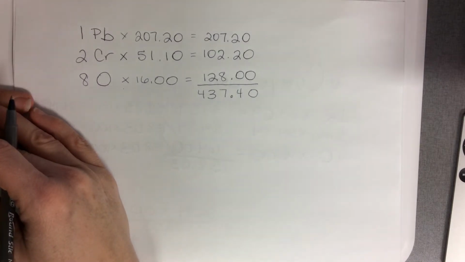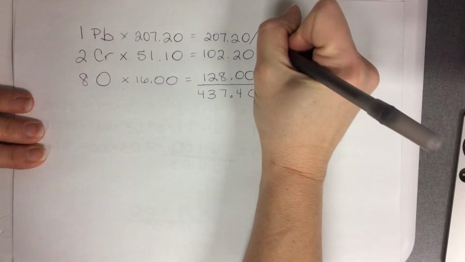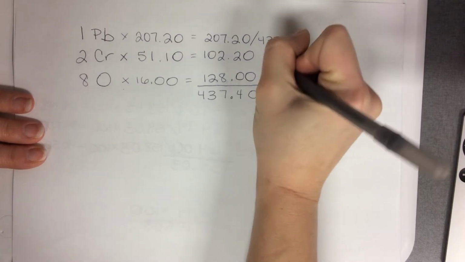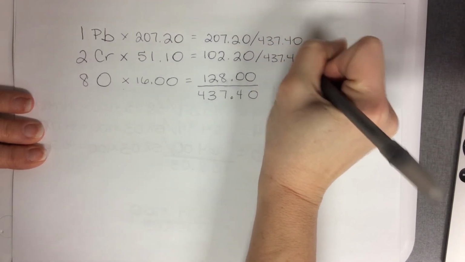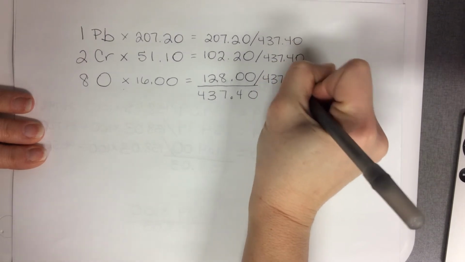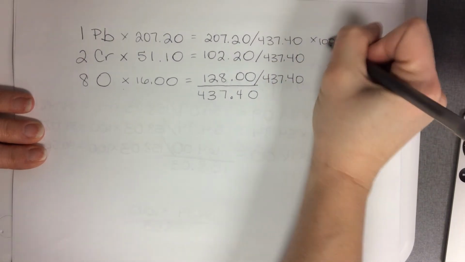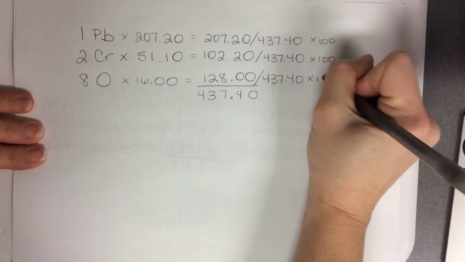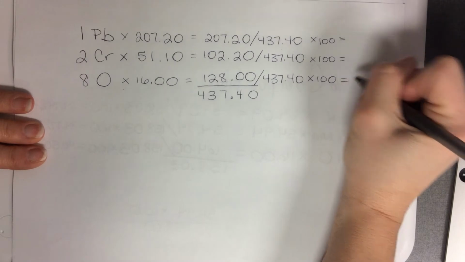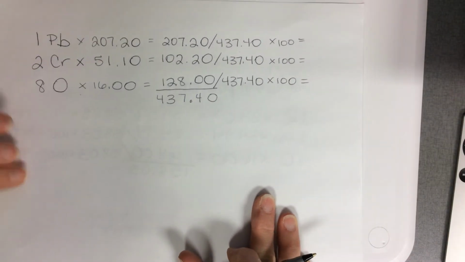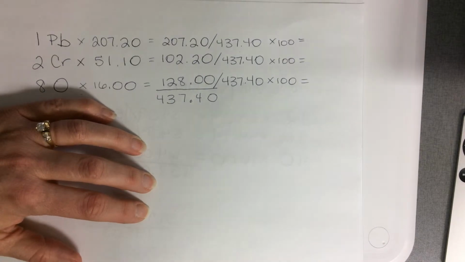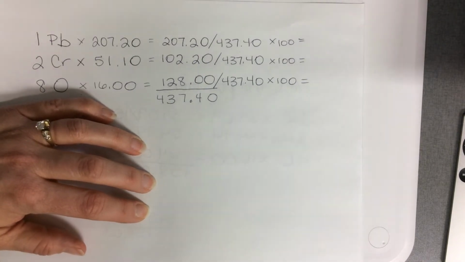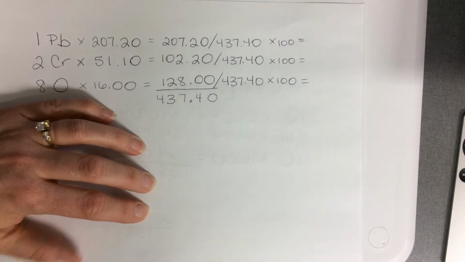All right, Brent, what are we going to do to get the percent composition? Divide them all by 158. 437. All right. And then you said do what? Multiply by 100. Can you just write that straight into your calculator? Like that? How you have it? Yeah, 207.20 divided by 437.40 times 100.